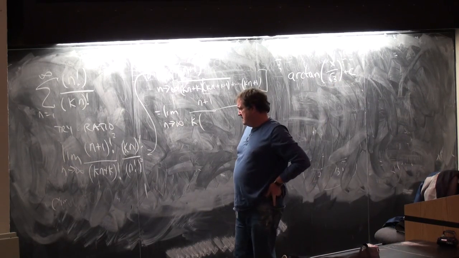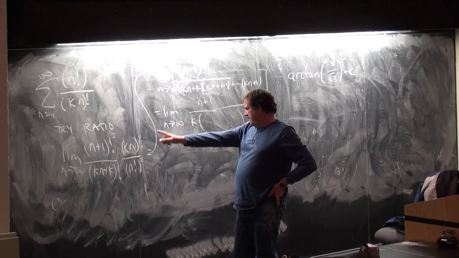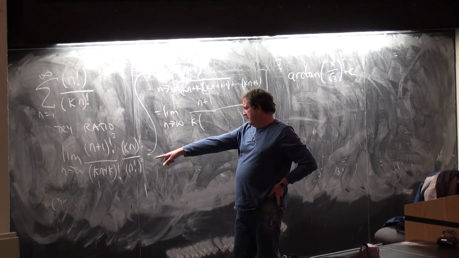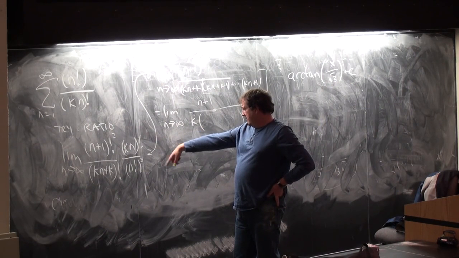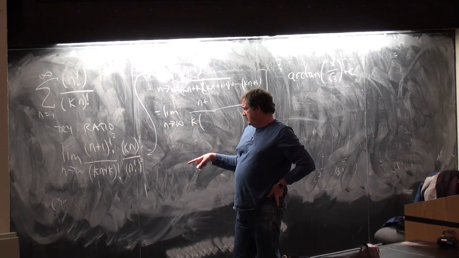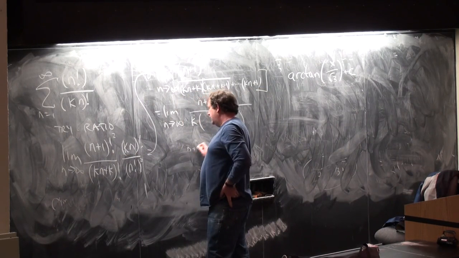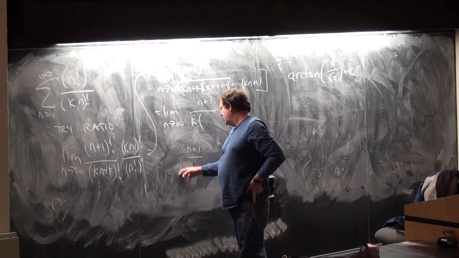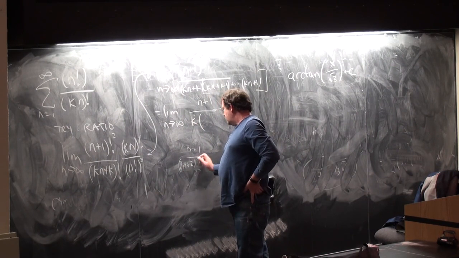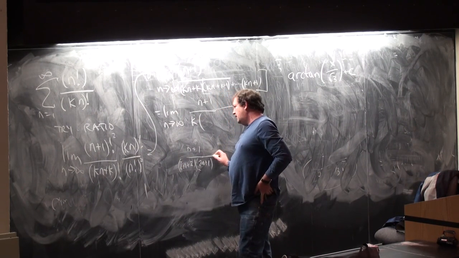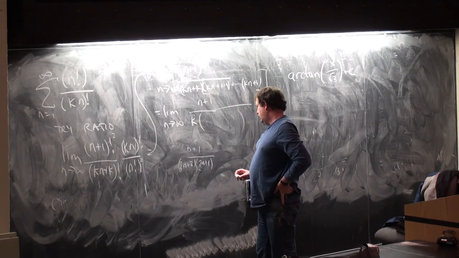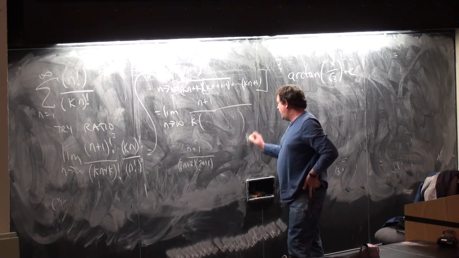Okay, so let me just check if k equals 1. So if k equals 1, I get n plus 1, that's 1, and that's 1. But if k equals 2, then this is an n plus 1, and this is 2n plus 2 times 2n plus 1, and we're done. And the limit of that is for sure 0. This works for any k bigger than 1.